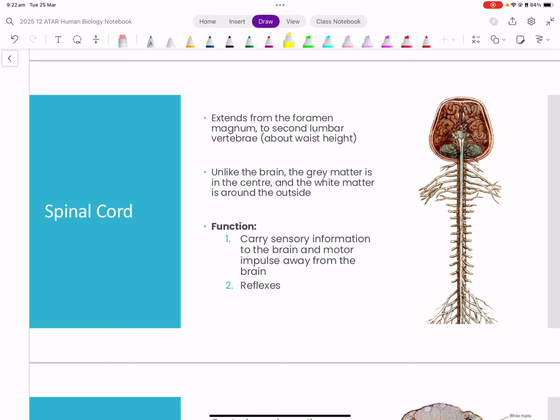Now, compared to the brain, where the grey matter was in the centre and the white matter is around the outside, unlike the brain, in the spinal cord the grey matter itself is in the centre, and the white matter is around the outside. And so this is actually a flip of what is going on in the brain. So in the brain, we have our grey matter on the outside and our white matter on the inside.